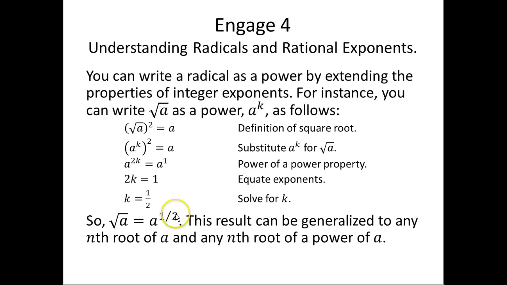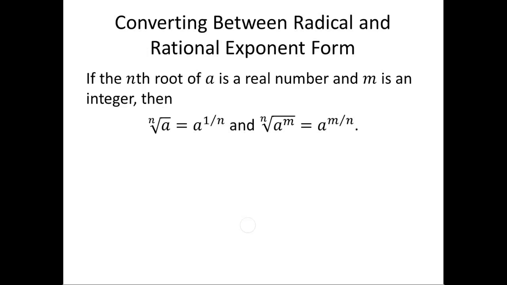So in the end, what I figured out is if I want to write the square root of a radical expression as a power, as a to some exponent, that exponent has to be 1/2 in order for this to make sense. This result can be generalized to any nth root of a and any nth root of a power a. So this right here is the key to this entire lesson.